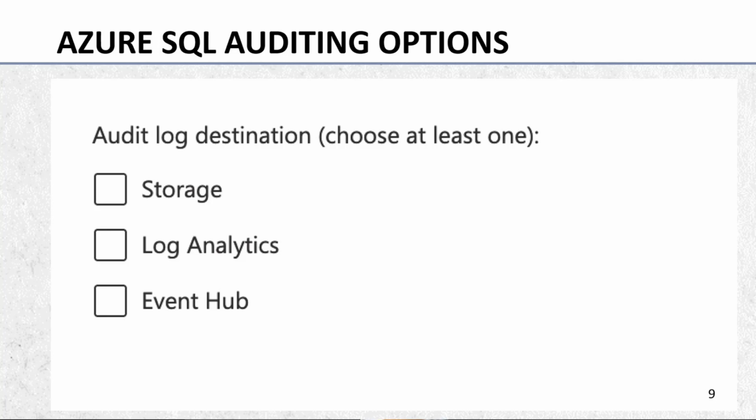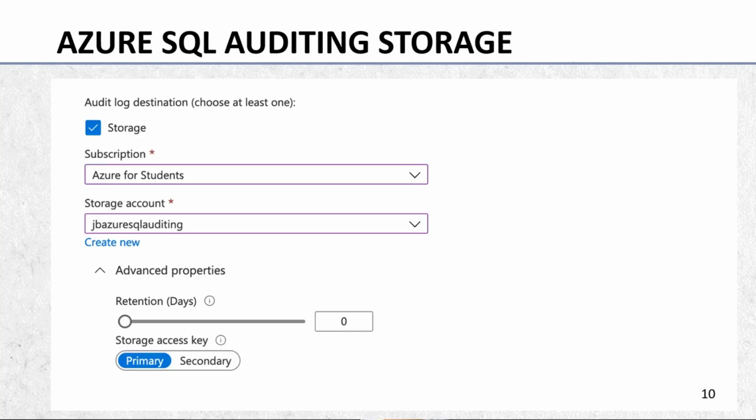You can put other stuff besides SQL audit stuff. And then there's Event Hub. So let's just go through these quickly in turn. So storage, you have to set up a blob storage, right? It's going to hold XEL files there. Those are technically extended event files, but it's like auditing stuff.